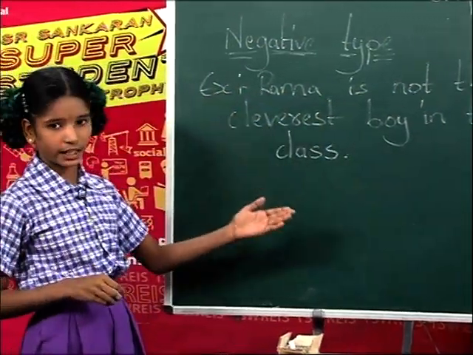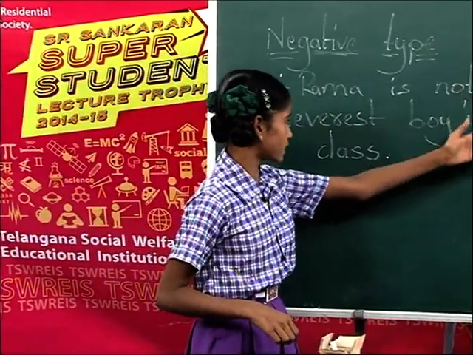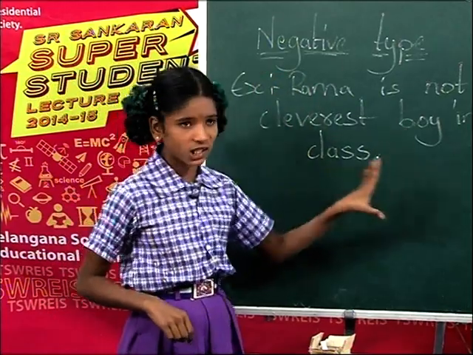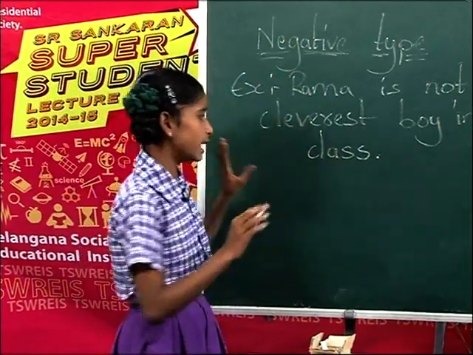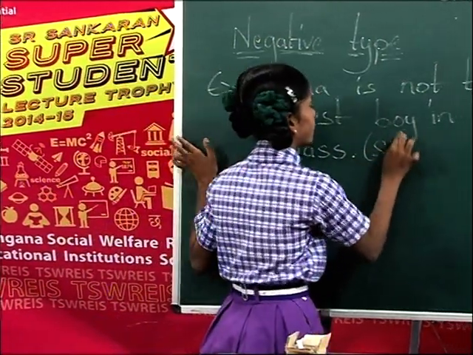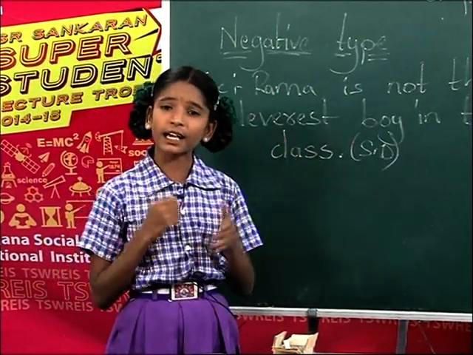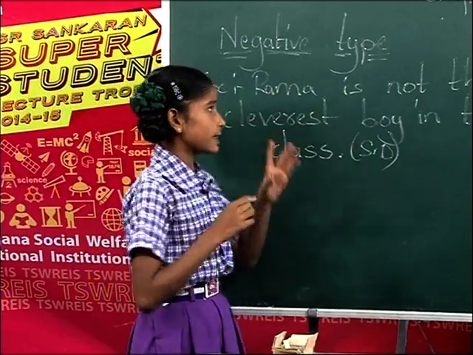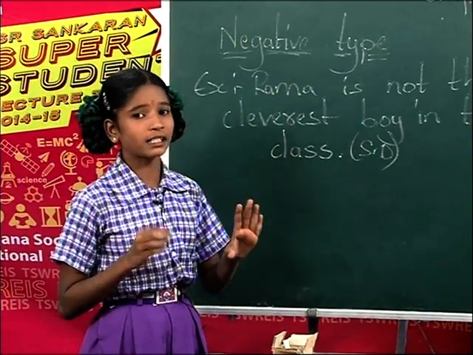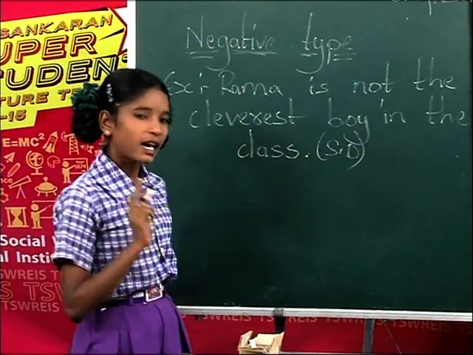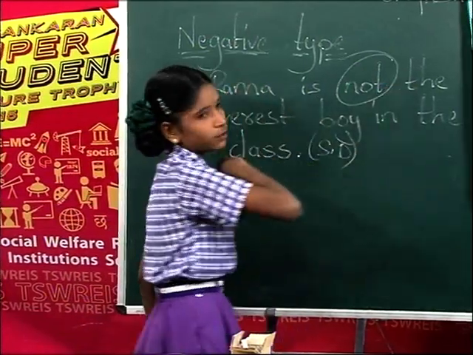Now read the sentence. Rama is not the cleverest boy in the class. Now, in which degree is this sentence, friends? Yes, it is in superlative degree. Friends, how will you identify that the sentence is in negative type? Yes, the sentence in negative type has a negative word. What is the negative word in this sentence, friends? Yes, not is the negative word.